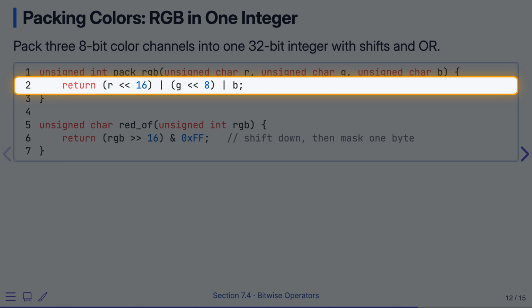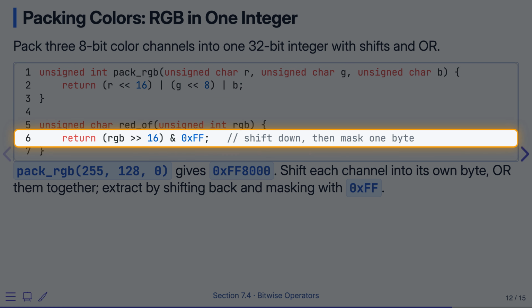Shifts and OR let you pack several values into one integer. A classic example is an RGB color. Each channel, red, green, and blue, is 1 byte, 0 to 255. Pack RGB shifts red left by 16, green left by 8, and leaves blue in the lowest byte, then ORs all 3 together. So the 3 channels sit in 3 separate byte positions of one integer.